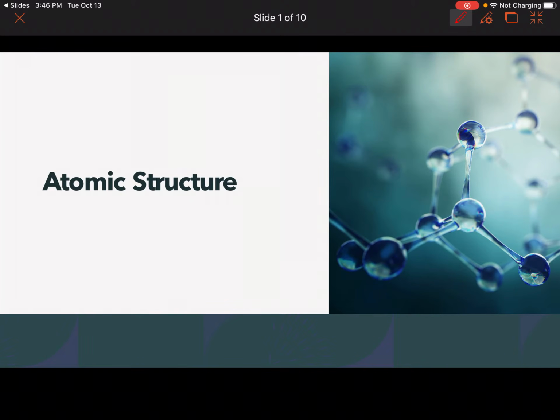Hi everyone. Today we are going to talk about atomic structure. This is sort of the first part of a two-part concept. This is going to be lesson 2.4.